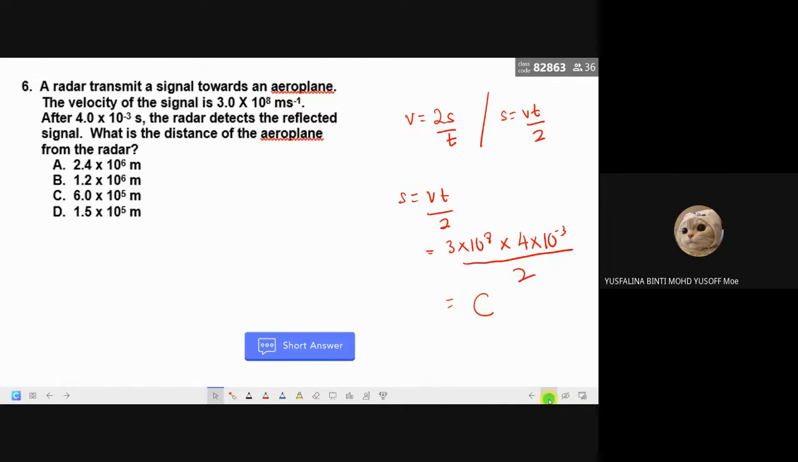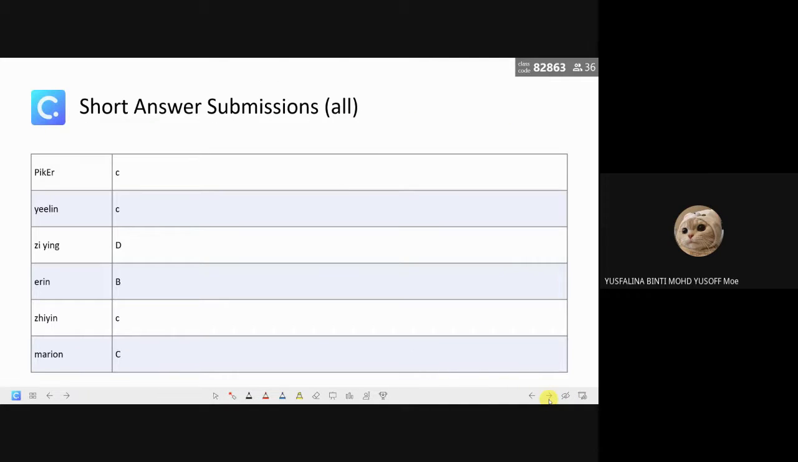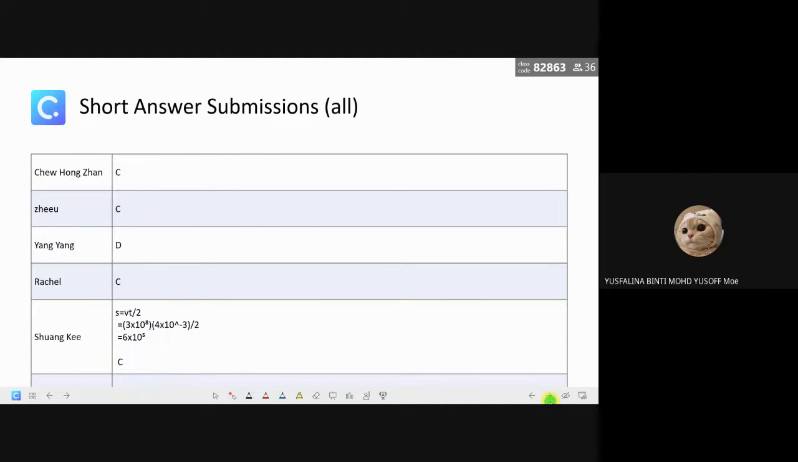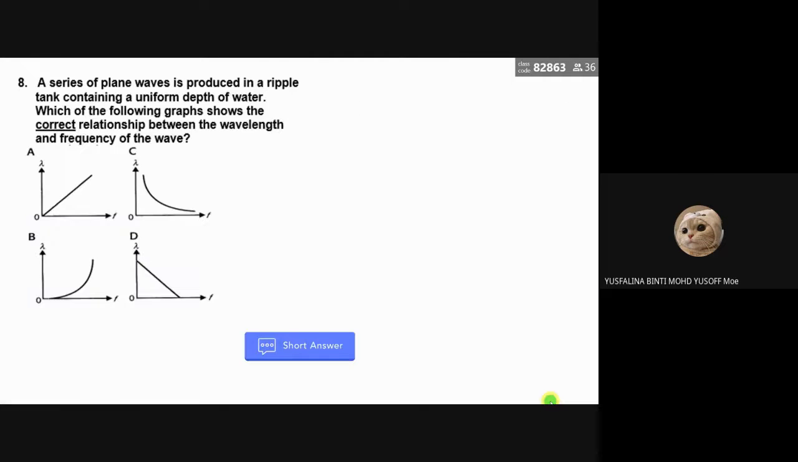Okay, so let's check your answer. Erin, you got B. Fizian, this one you already gave me. Yes, so it's C. Careless mistake. Very good. Yang, you got D. How come you got D? Teacher, the V I put was actually S. This 3 times 10 to the power of 8, I put as S. Okay, so please be careful next time. All right, very good.